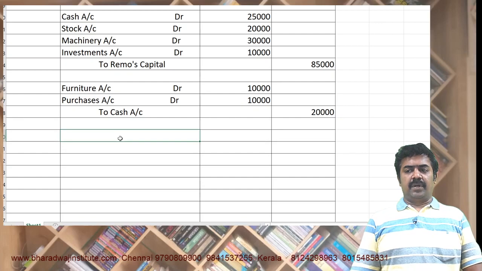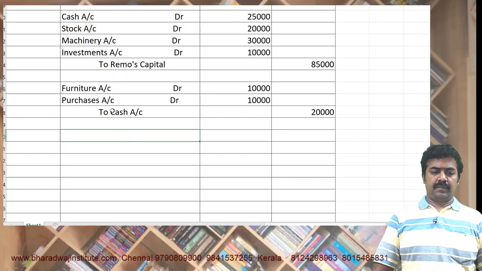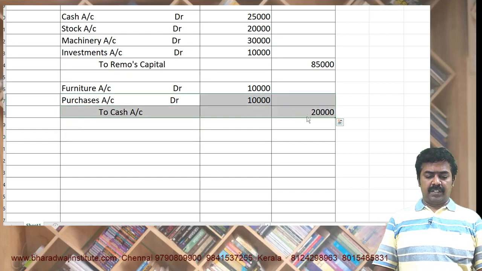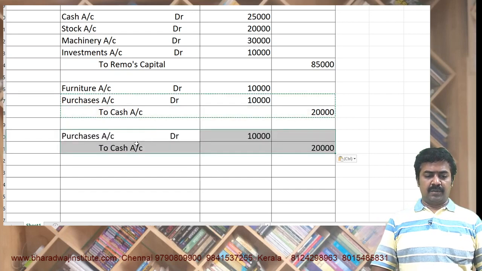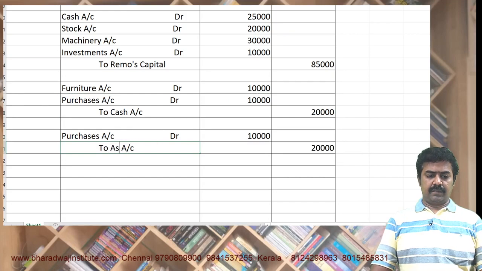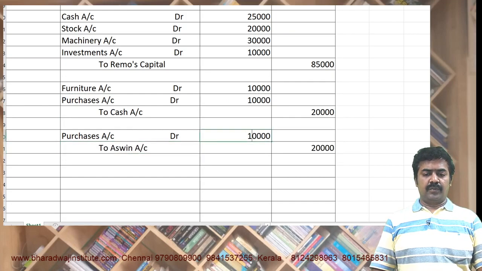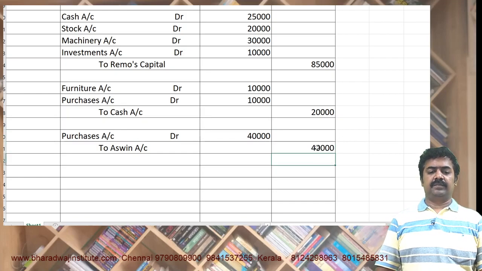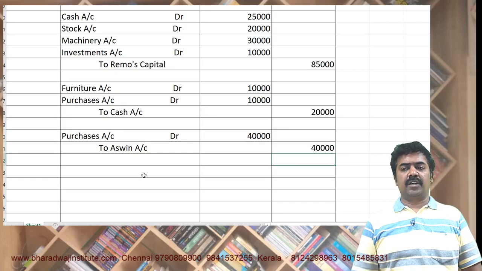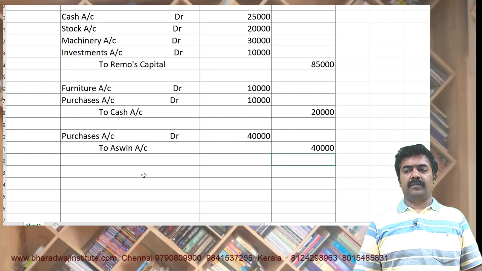Next, purchased 4 sewing machines from Ashwin. Purchases account debit to Ashwin account. We assume that it is a credit purchase, 40,000. Purchases account debit to Ashwin account, 40,000.